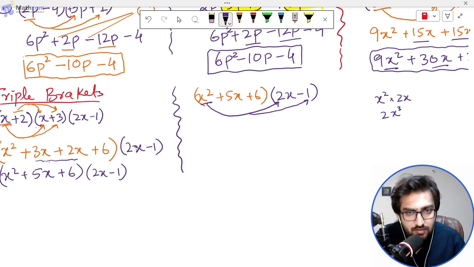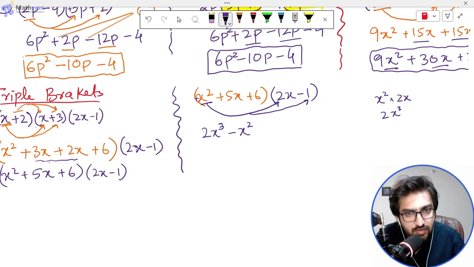Now let's multiply them. So x square times 2x is 2x power 3. And now x square times minus 1 is minus x square. Try to focus on negative and positive. Okay, that one is positive, you need to keep these things in mind. That is plus, this is minus, both are different, so you need to write minus x square. We are done with x square.